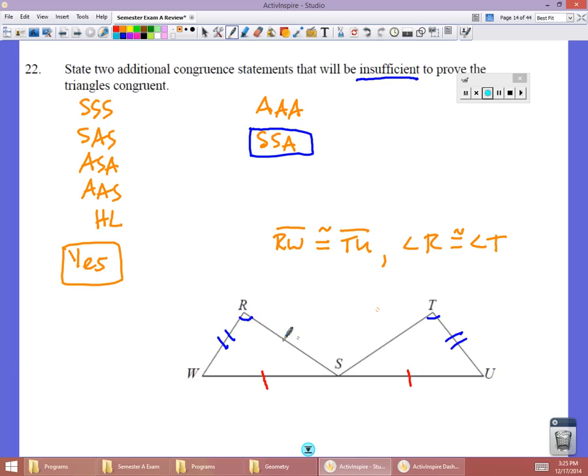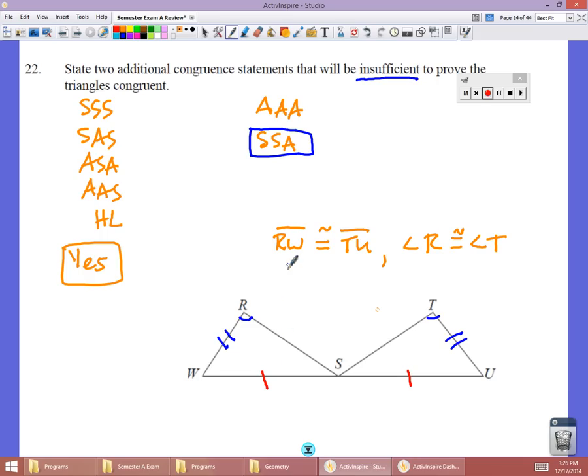So again, that would make it so that we have two sides and the angle that's not in between them, which would be side-side-angle, and side-side-angle is not a sufficient way to prove that triangles are congruent. Since it wants two additional congruent statements, these are our two additional congruent statements. And there'd be other ways to do it as well, but that's one example.